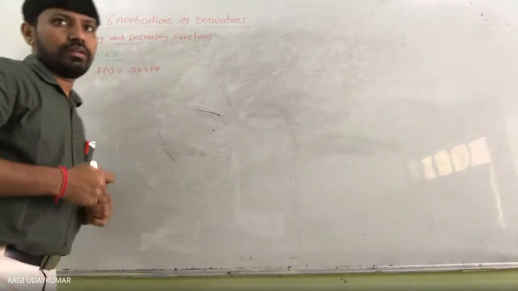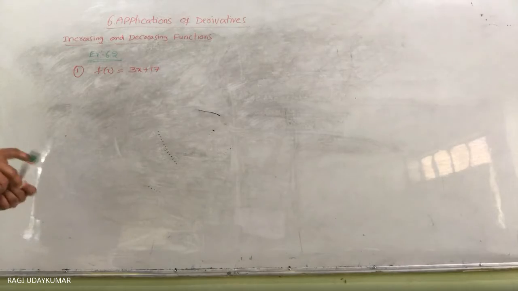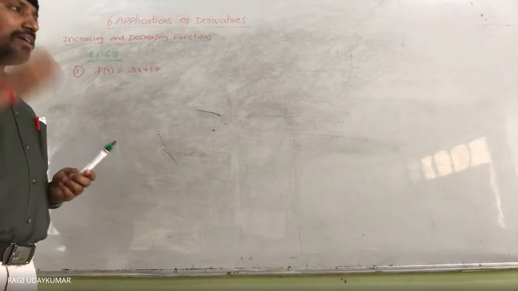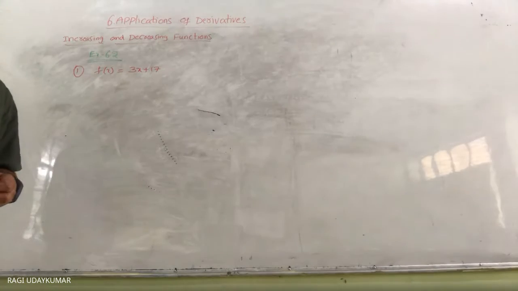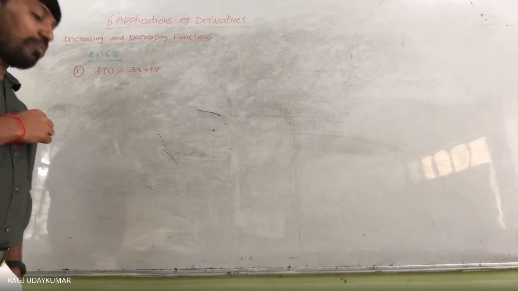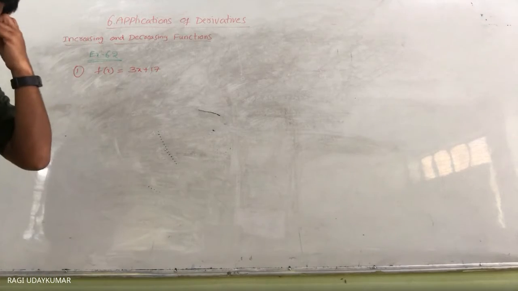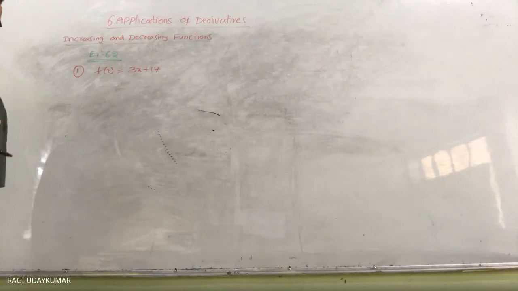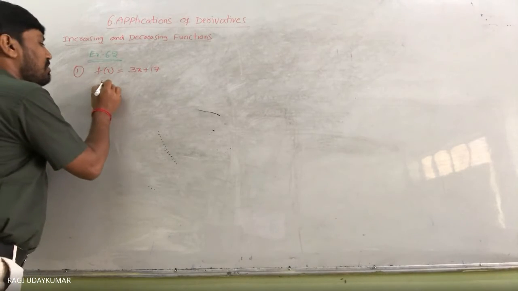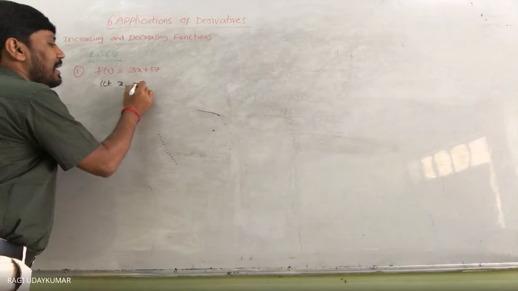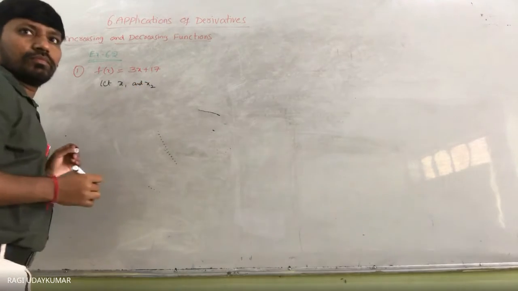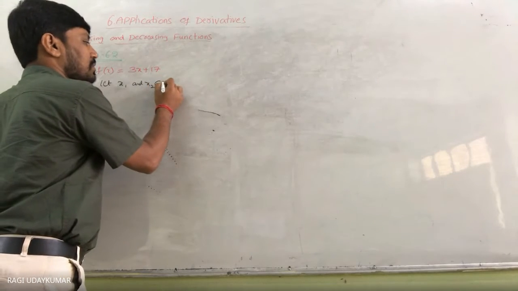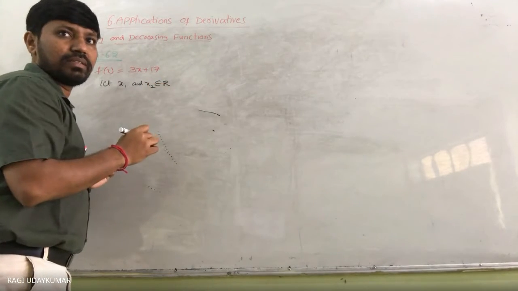So here, what is the definition of an increasing or decreasing function? It is increasing in an interval in the domain of the function. So what is the domain of this function? Real numbers. This can be solved in two different ways. Let x1 and x2 belong to the real numbers.